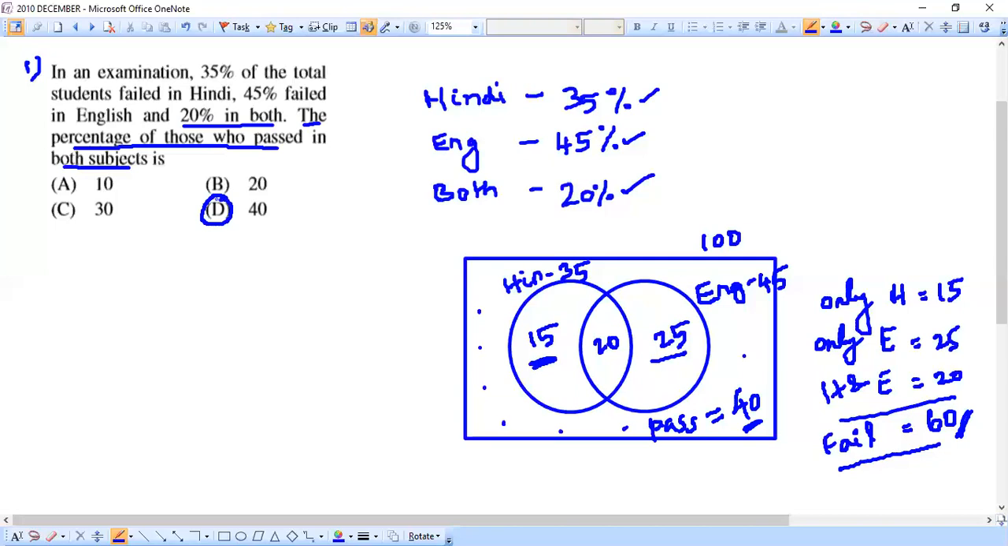Okay. Yes. Fine. So this is all about our first question. This is from the Venn diagram concept. And let's move on to the second question now.